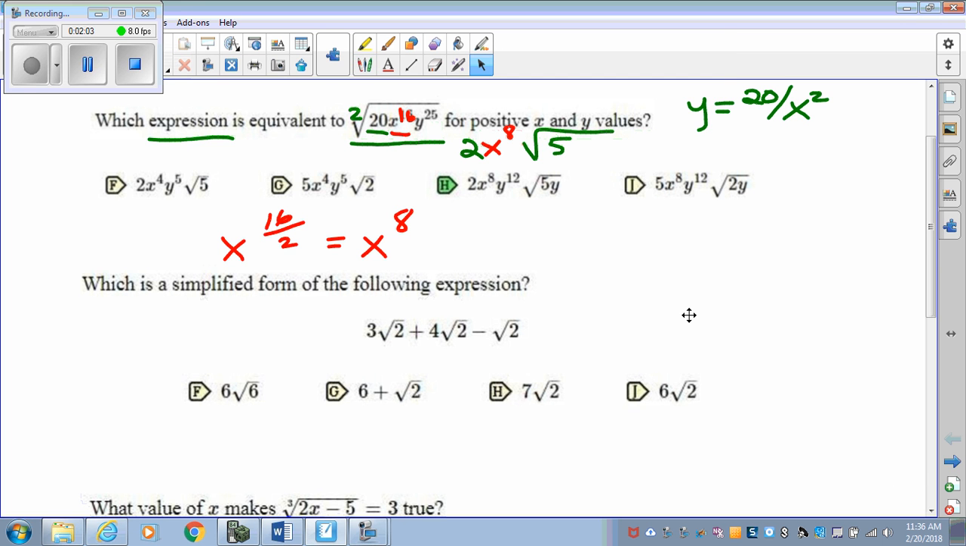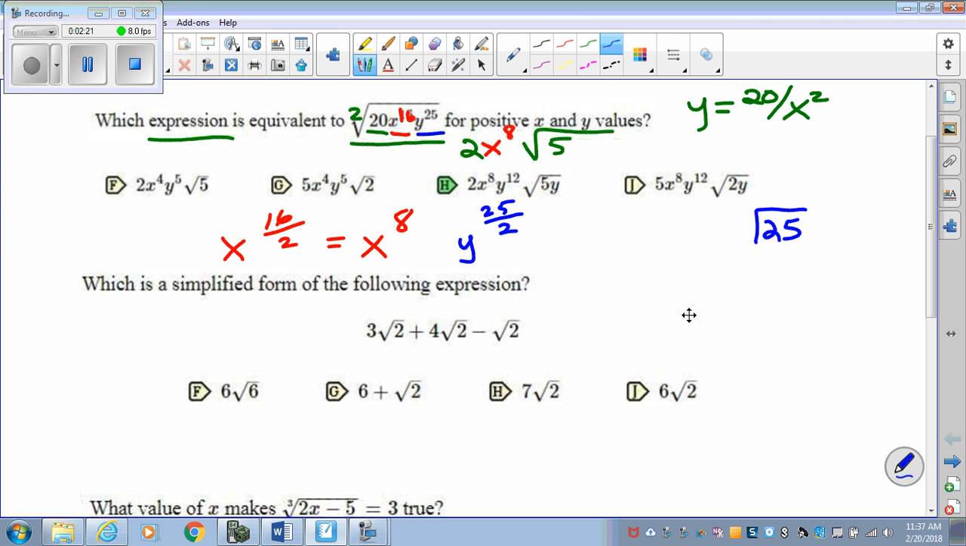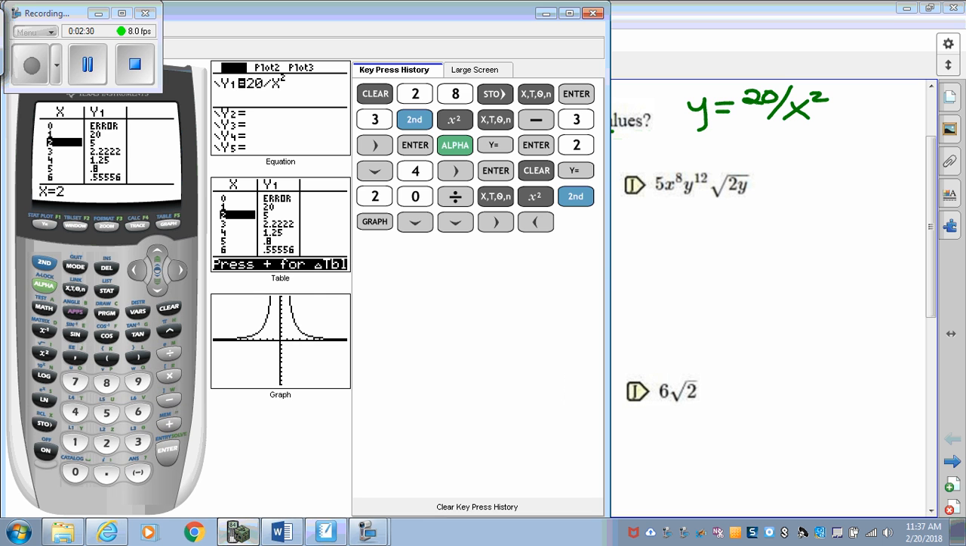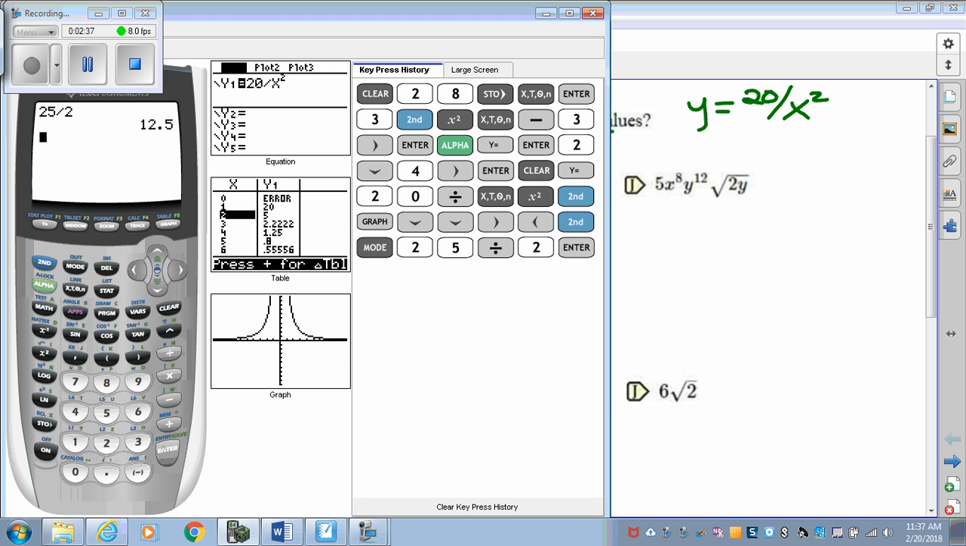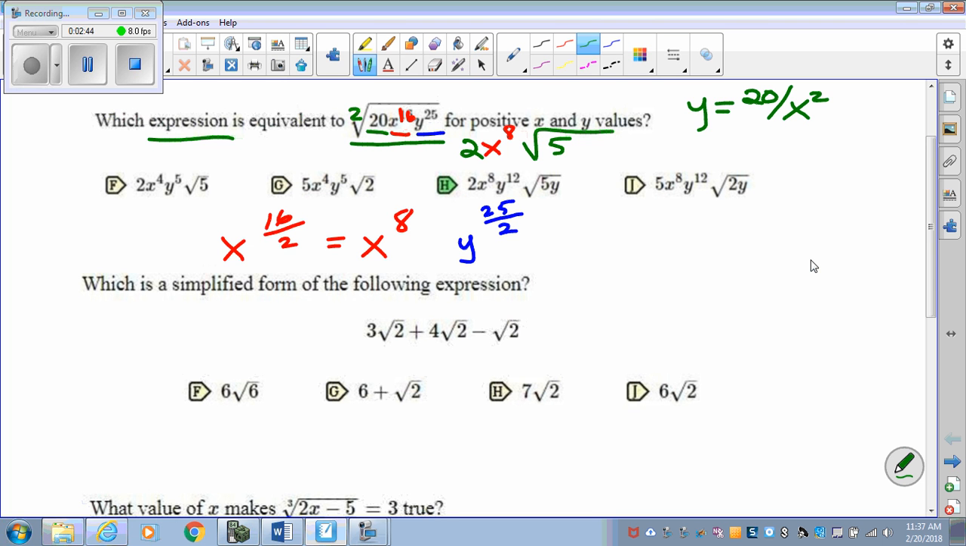And then now I'm going to do the y's. I've got y to the 25th power. You take your exponent divided by the index. Now 25 is odd, so there is going to be a remainder. If I take 25 and divide it by 2, I'll do that on my calculator. 25 divided by 2, and I get 12 and a half. So I know it goes in there 12 times. 2 times 12 is 24, so my remainder is 1.